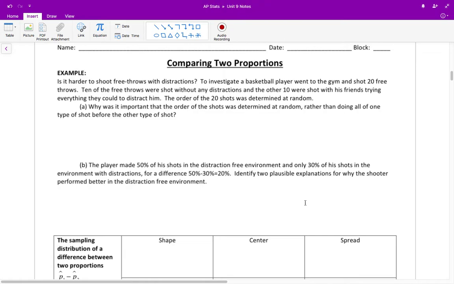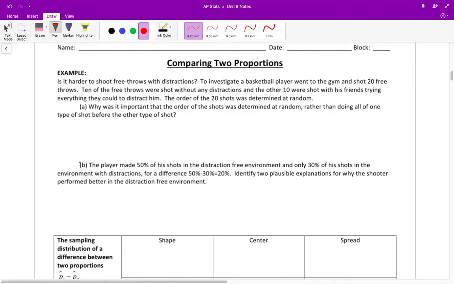The order of the 20 shots was decided at random, meaning we did not take 10 in a row of one shot and then all 10 of the next one. So, part A: why was it important that the order of shots was determined at random, rather than doing all of them of one type before the other type of shot? A couple reasons for this. You want this to come from a random process, because if you're going to be able to do anything with it, it has to be random. The other thing that this does is help to eliminate confounding variables.